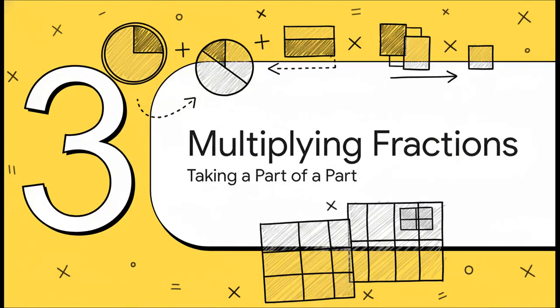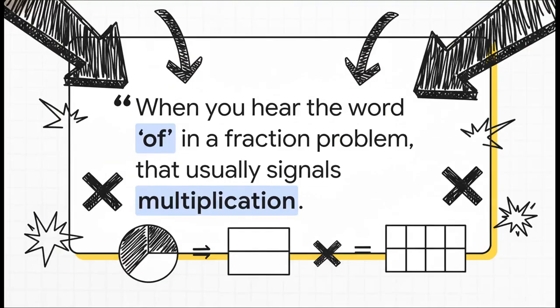Okay, our toolkit is ready. Let's get into that first core idea, that first story, multiplying. This is all about finding a part of a part. And I'm going to give you a secret code word. You ready? The word is "of."